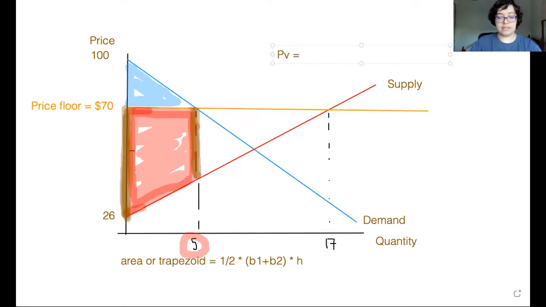whatever your equation was, say it was PV equals 26 plus 3 QV. Our QV, the quantity being sold, is going to be 5 here. So we're going to change that up for 5. And now we're just going to solve this equation. We now have PV equals 26 plus 15, which is going to be 41. So that tells me that this value right here is going to be 41. And so this base 2 for me is going to be 70 minus 41.